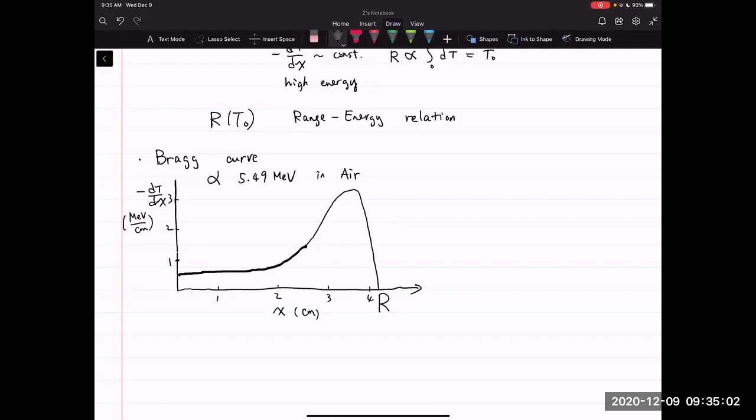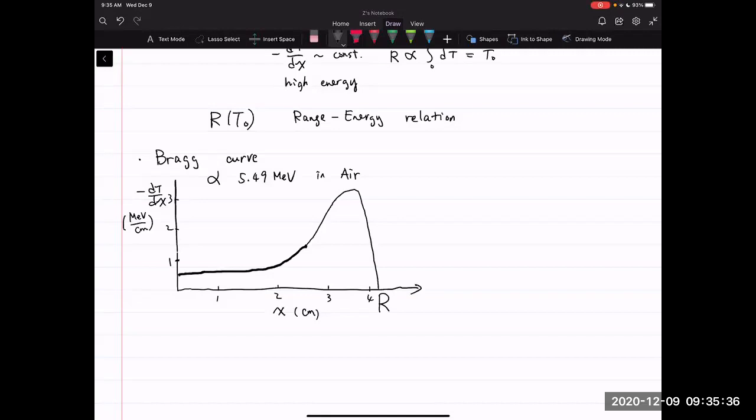And this could be useful for us to design some engineering applications. Because now if you send heavy charged particles towards certain material, if you can tune the incident charged particle energy based on the above range energy relation, if we know T naught, then we can control the range R. So we can control, in other words, where we want to deposit the energy. So this is the reason for an important radiation therapy technique using charged particles.